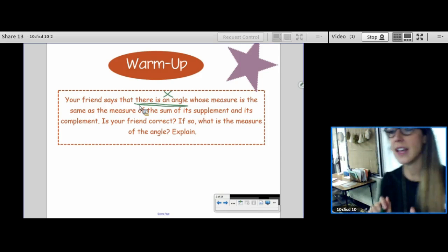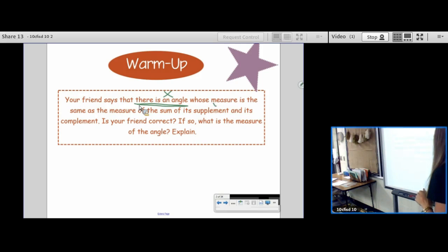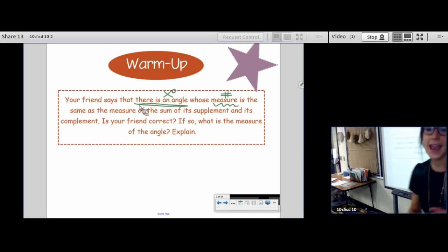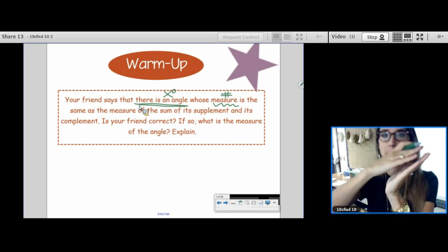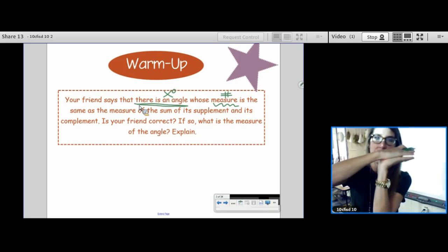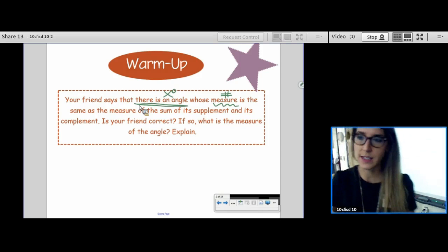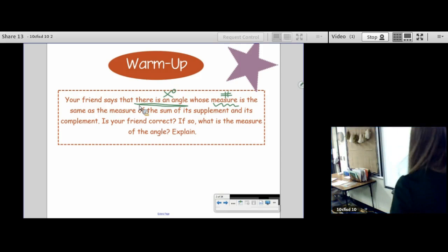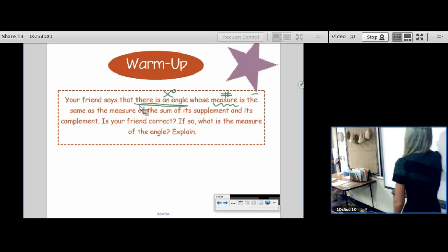Whose measure is... Okay, measure now means that this is a number. This is not the name of the angle. This is its measure. Measure means how much is an angle opening up? What is the degrees or the radians? But we'll learn about that later. Whose measure is the same?